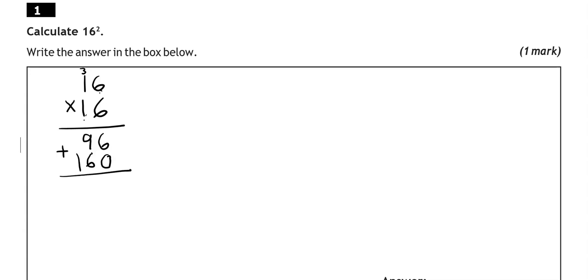Adding these together now. So 6 and 0 is 6. 9 and 6 is 15. So 5 down and 1 carried over. 1 and 1 is 2. So 256 is the answer.